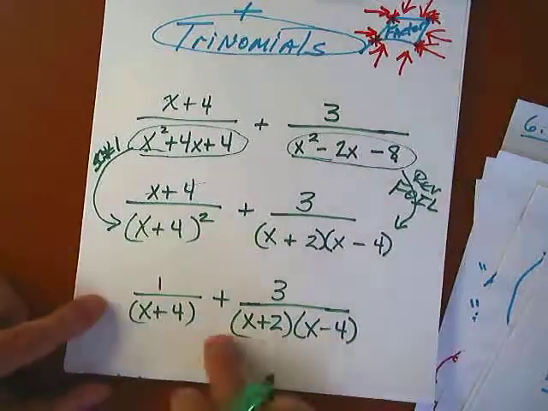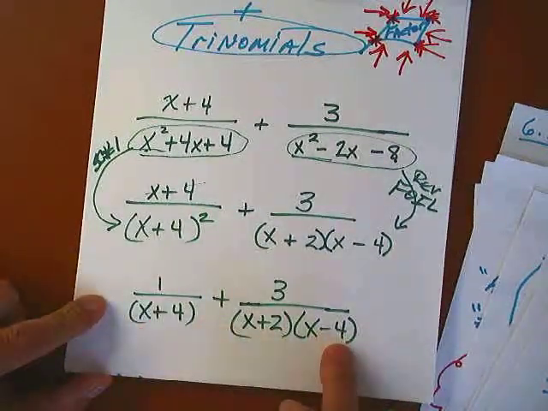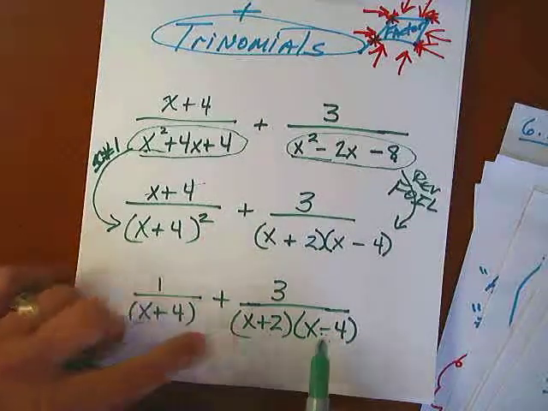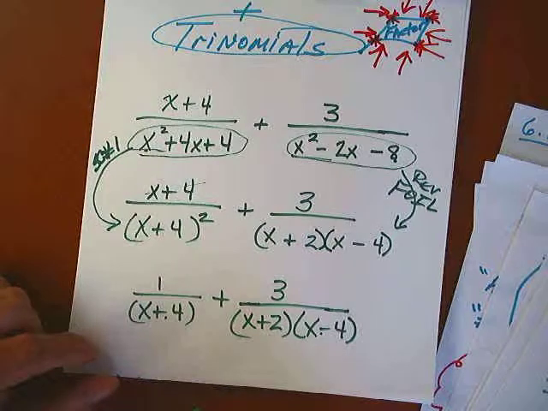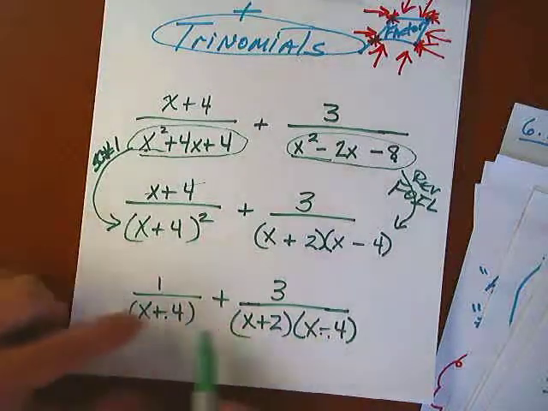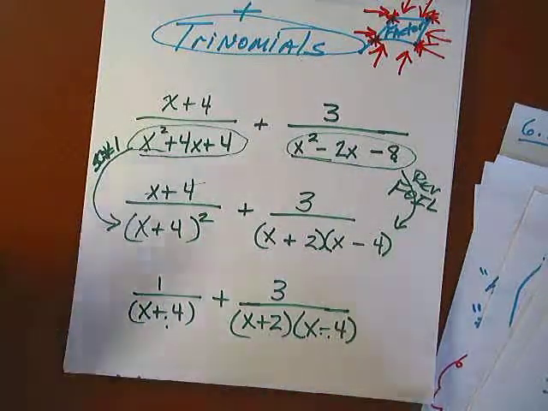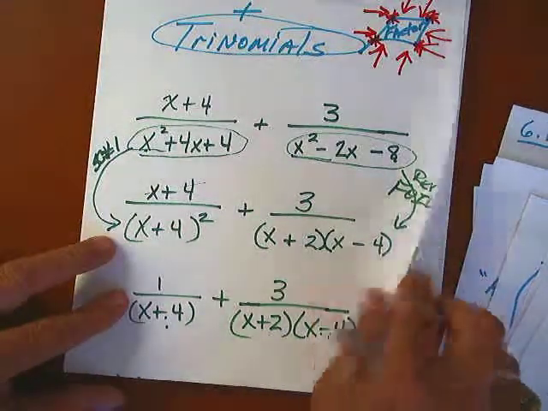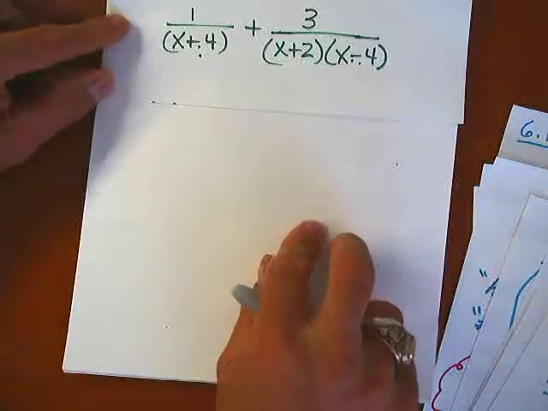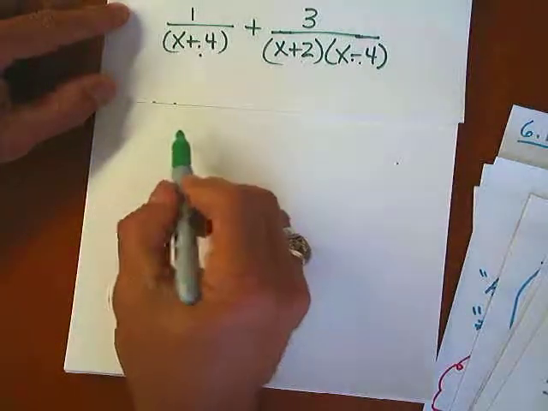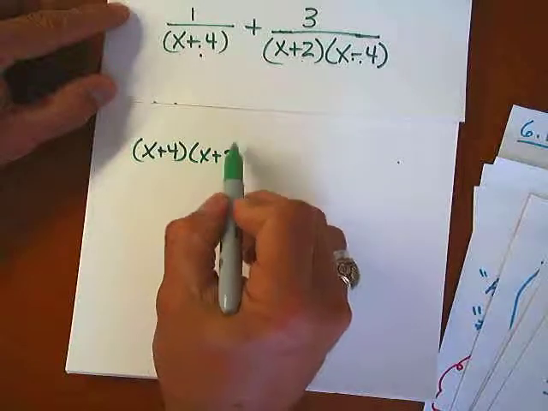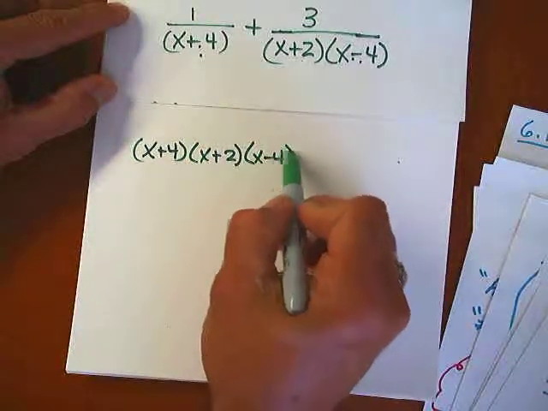X, 2 and 4 and a negative 4 and a positive 2. Now, can you reduce anything? Yes, over here you can reduce this down to 1 over x plus 4 plus 3 over x plus 2 times x minus 4. Now you're ready to get a common denominator.